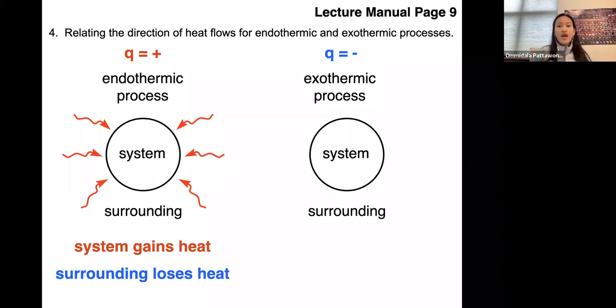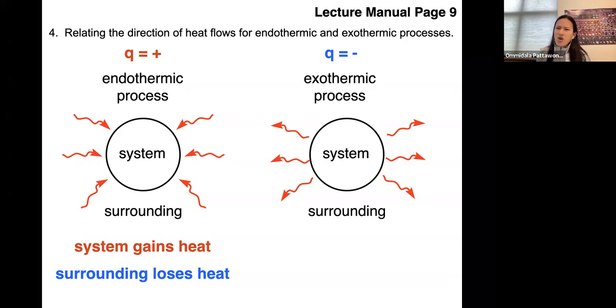Now the opposite would be exothermic. Exothermic is the process where the system is losing heat. So the heat sign would be negative. In this case, you can see that the arrow of the direction of heat flow would be going from the system into the surrounding, because the system is losing heat.